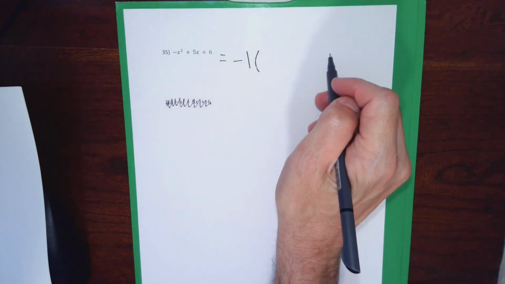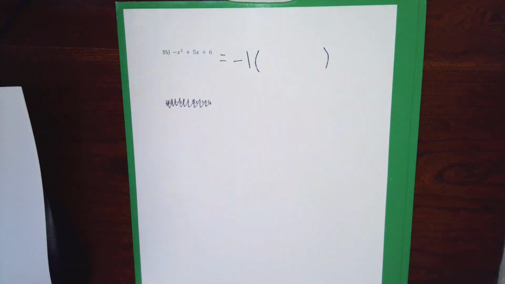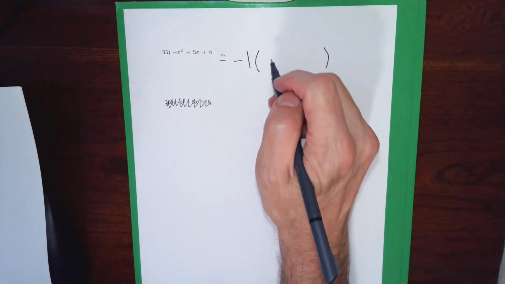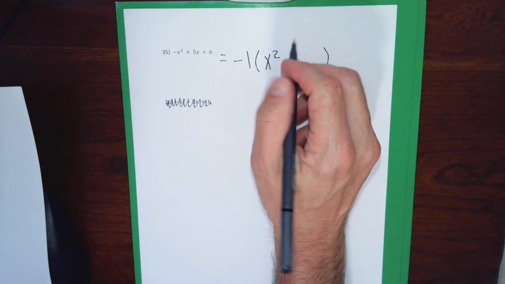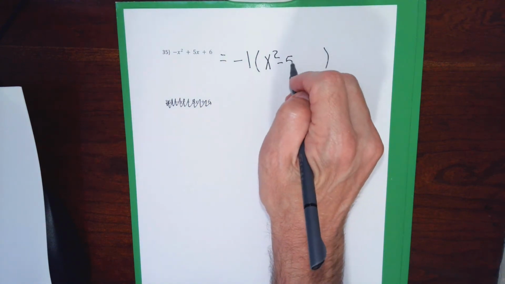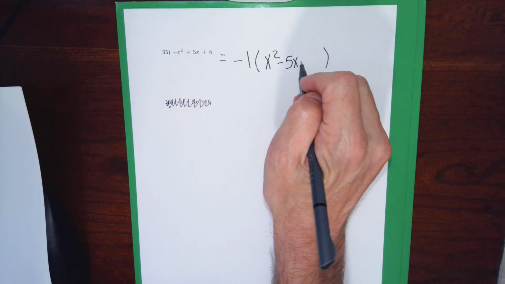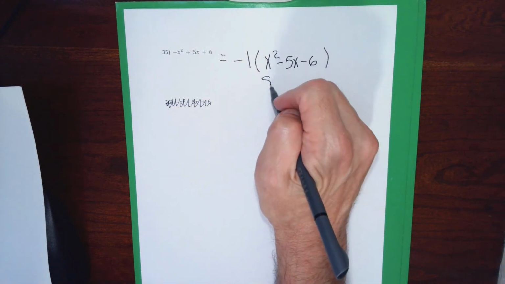I could have just written a negative sign in front of the parentheses. I prefer the 1. A lot of teachers would like just the negative sign without the 1. Matters not. Flip the signs now. The negative x squared goes to positive x squared. The positive 5 goes to negative 5 with the x. The positive 6 goes to negative 6.